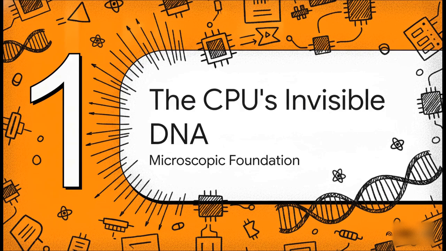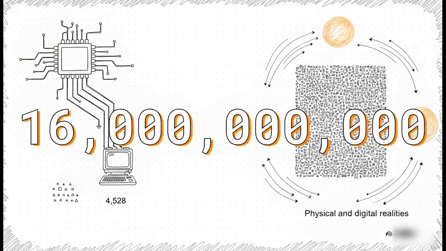The CPU's invisible DNA. Let's take a look at the microscopic foundation of computing. The sheer scale of human progress here is literally staggering. Think back to 1983. A chip like the 6502 inside the classic Apple IIe had just 4,528 transistors. Fast forward to today, and the modern M1 chip, which might be powering the laptop or phone you're using right now, packs in a mind-blowing 16 billion transistors.